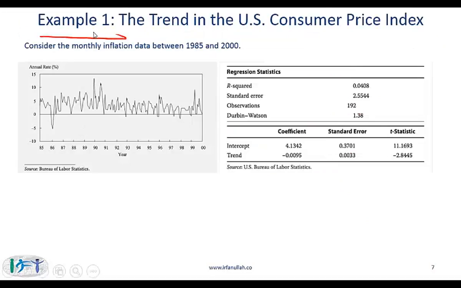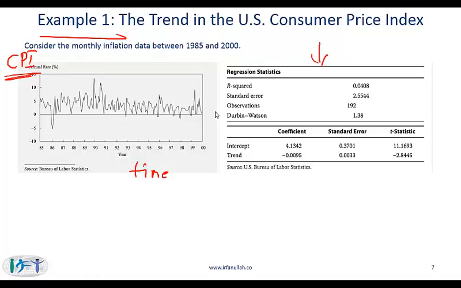Let's look at example 1, which is the simplest example that we'll cover today. The trend in the US Consumer Price Index. So we are looking at inflation numbers. As you can see, you have time on the x-axis and inflation or CPI on the y-axis. This is the data. We run a regression and we get this regression output.